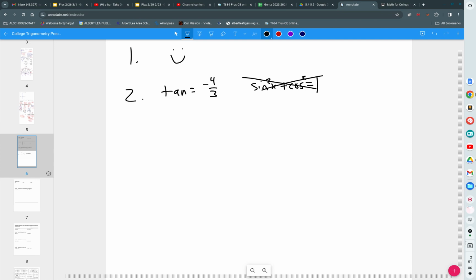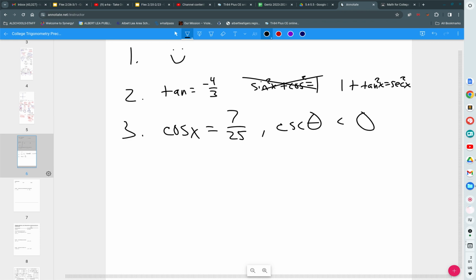So instead you must use a new formula. And that would be 1 plus tangent squared is equal to secant squared. In our example, we used sine squared plus cosine squared is 1, and you're probably going to have to use that here. And then problem 3, I don't like the problem, so please change it to cosine of x is equal to 7 over 25. And then it does say that cosecant of theta is less than 0. So you could continue, or cosecant of x, excuse me. Sorry about that.